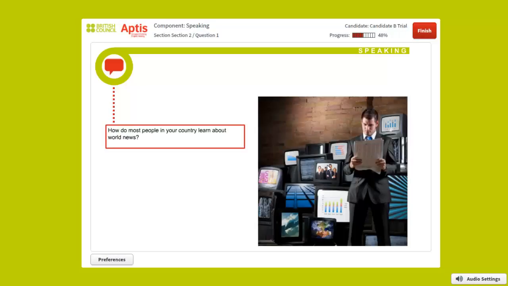So you will move to the second part. How do most people in your country learn about world news? Yes, he asks you or he speaks about the thing. So here you have to understand the instructions very clearly, and then you speak about your country and how they learn about world news. Of course, you can speak about the broadcasting, television, radio, newspapers, and sometimes they can get the information from YouTube.